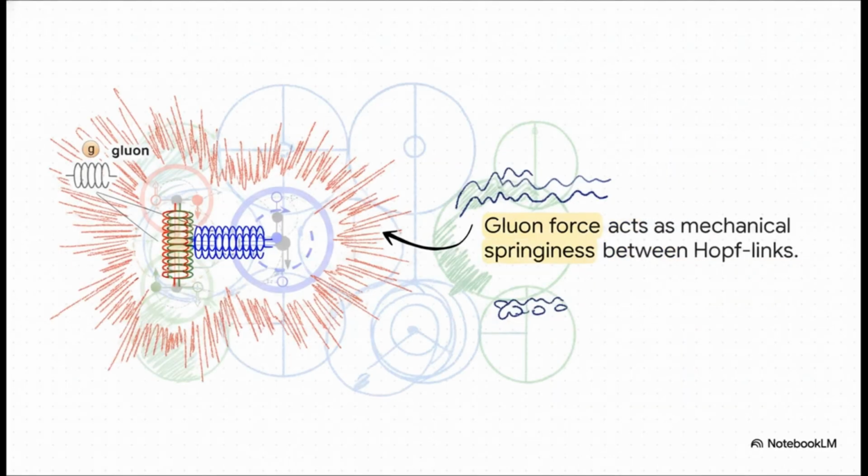And what about those gluons? You know, those springs holding the quarks together? Well, in our space theory, the gluon force is quite literally the mechanical springiness of the distance between these Hopf links. The overall geometry desperately wants to stay perfectly balanced and symmetrical, so the spring of the gluon is simply the system mathematically resisting being pulled out of its symmetrical shape.